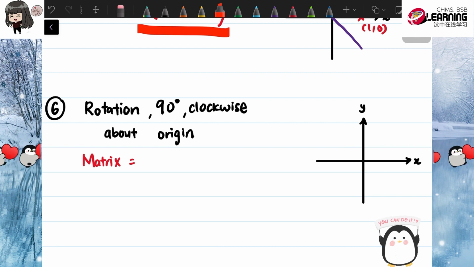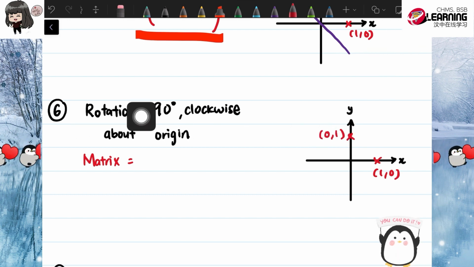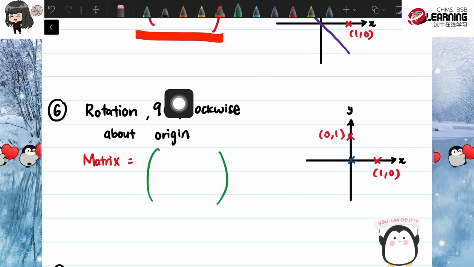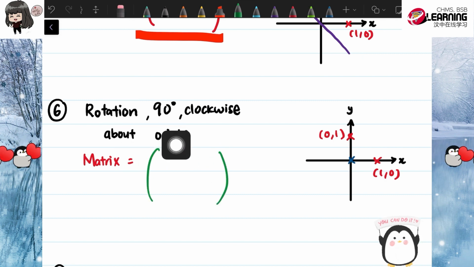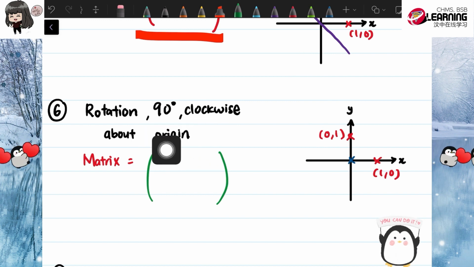Rotation is actually the same thing. You start off with the coordinates (1, 0) and (0, 1), and you want to do a rotation of 90 degrees clockwise about the origin. For matrix transformation, rotation is always about the origin. For your O-level syllabus they are all about the origin. There's no other point, it's all the origin.